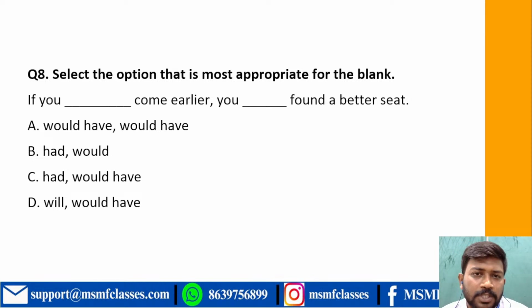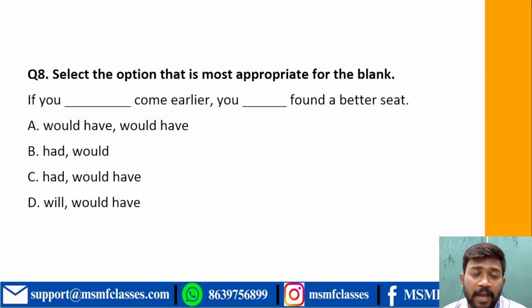In order to confuse us, they have given would have in three options like A, C, and D. But we use present perfect tense with if. So if plus past perfect tense we use with if. So the helping verb for past perfect tense is had. If you had come earlier, you would have found a better seat. This is an if conditional type 3 sentence.